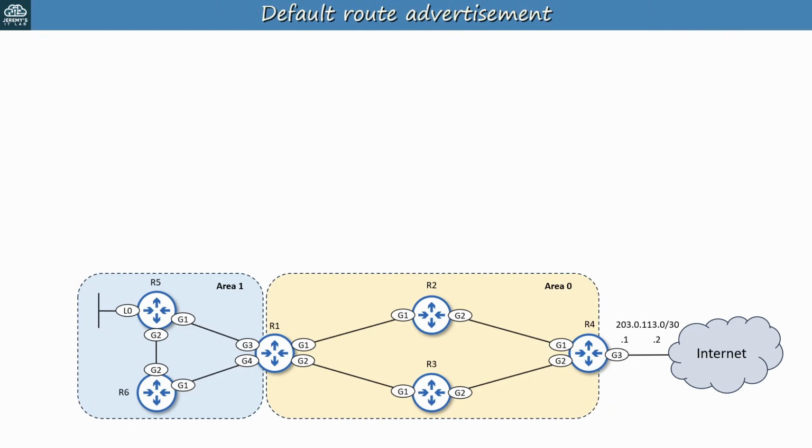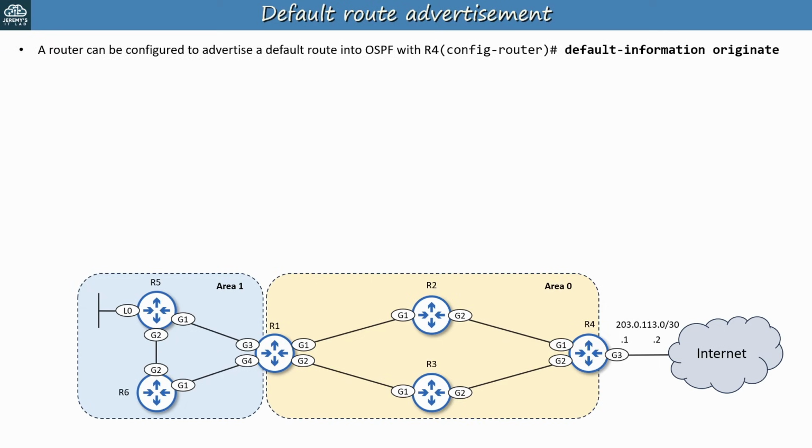Now let's review how we can configure R4 to advertise a default route into OSPF. The basic command is default-information originate in router config mode. You would typically configure it on the router that has internet or external connectivity, which is R4 in this network. You already know this command from the CCNA, but let's look at a few more details.